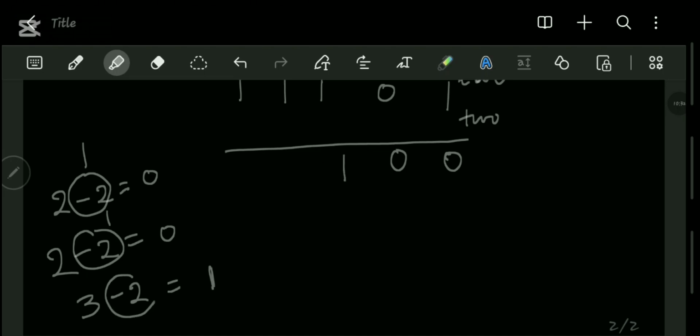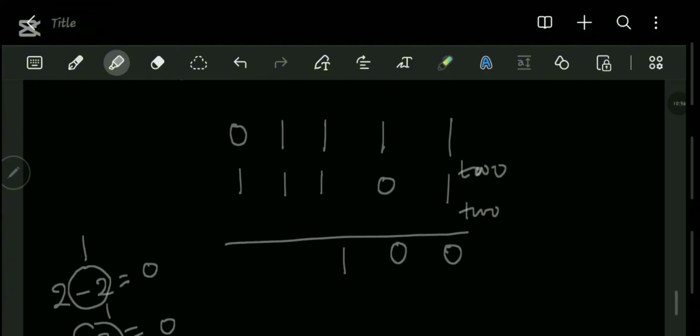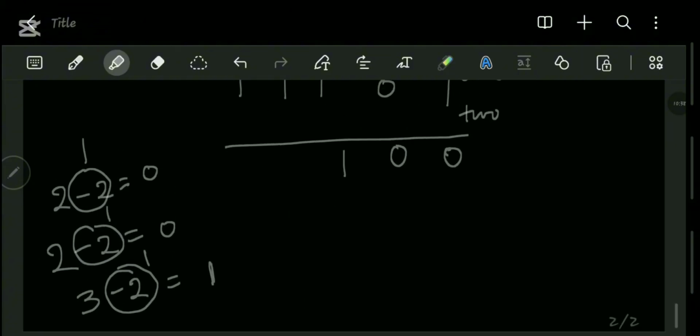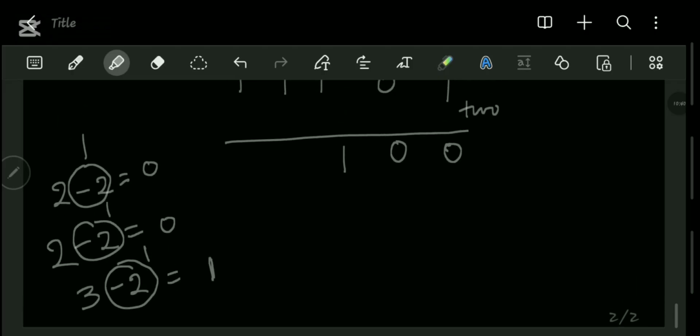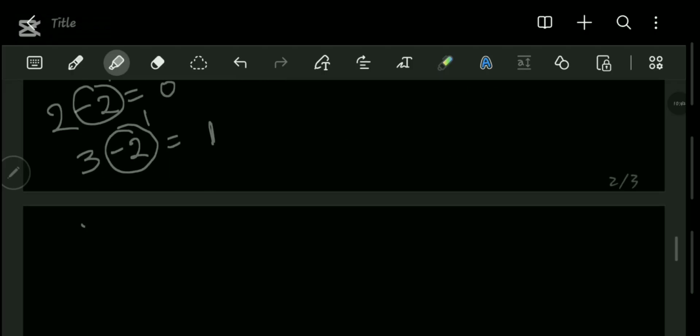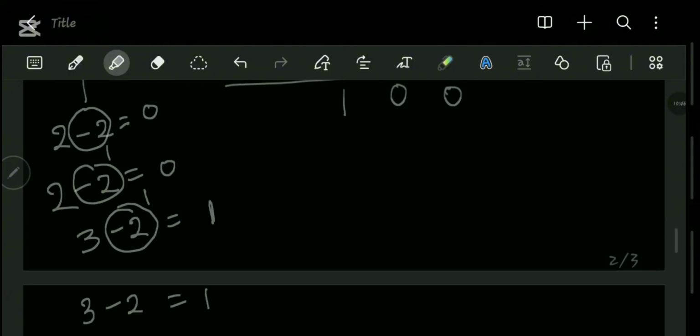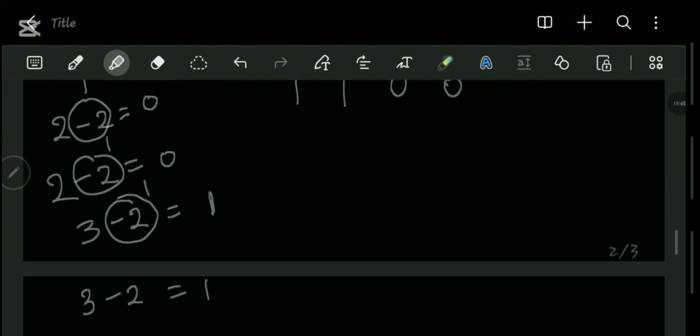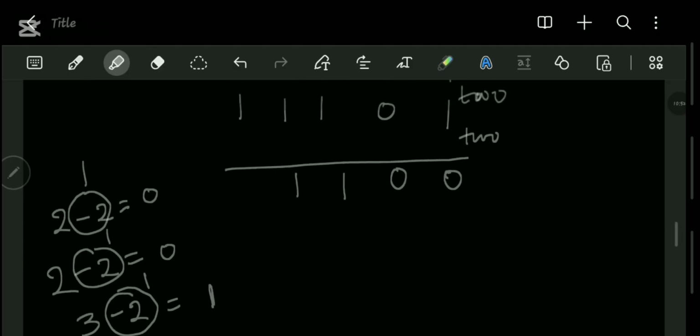How many times did I have to subtract? I subtracted 2 once. So I'm carrying 1 over. So 1 plus 1 is 2. Plus this 1 I'm carrying over is 3, right? So I'm going to have 3 minus the base. That gives me 1. I can drop the 1, right? And then the number of times I subtracted 2 is 1. And that's what I'm carrying over to the next, right?